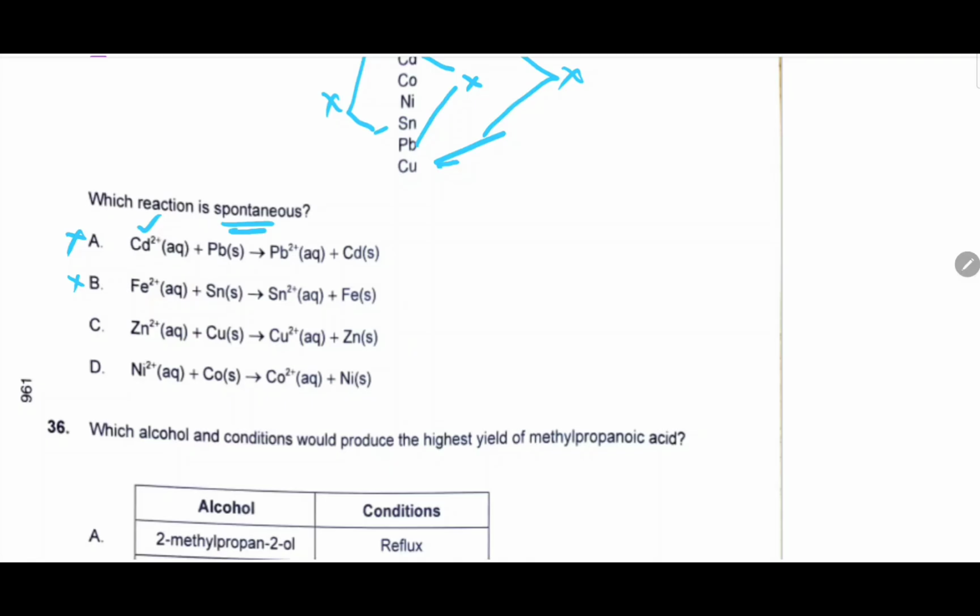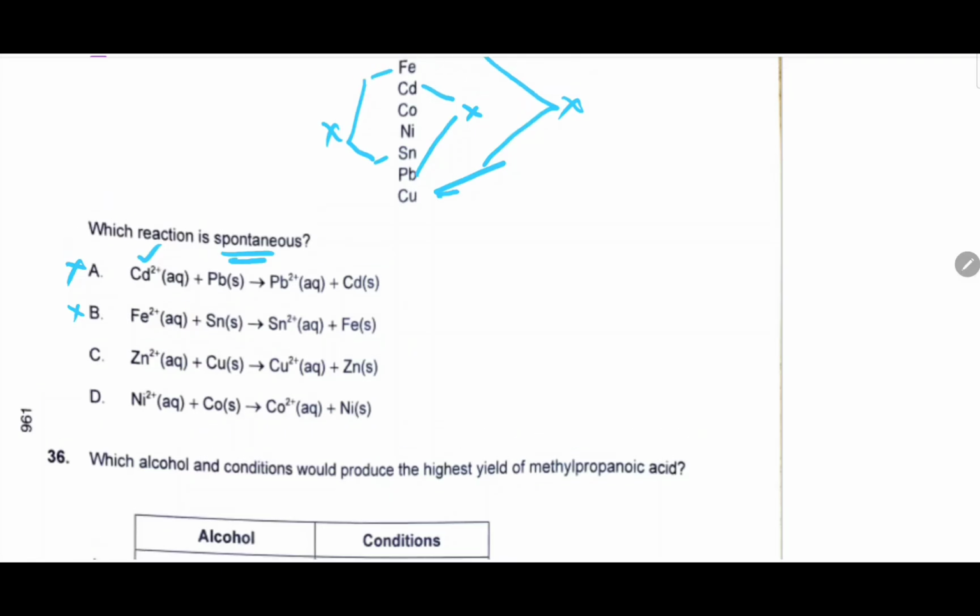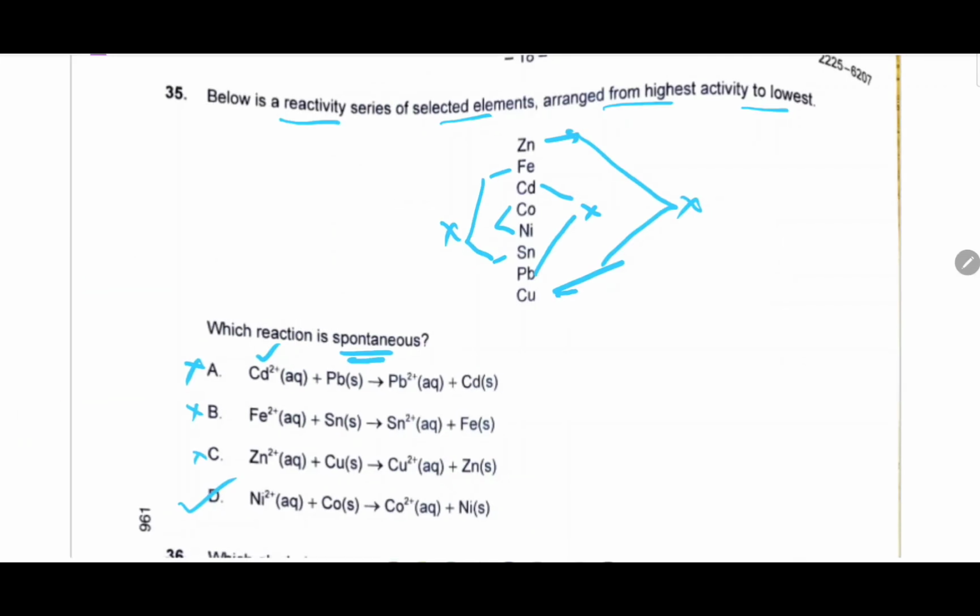Okay. Ni2 plus Co gives you Co2 plus Ni. Co is more reactive than nickel. Hence the reaction can take place and that will be spontaneous. Answer is D. Question 35, answer is D.